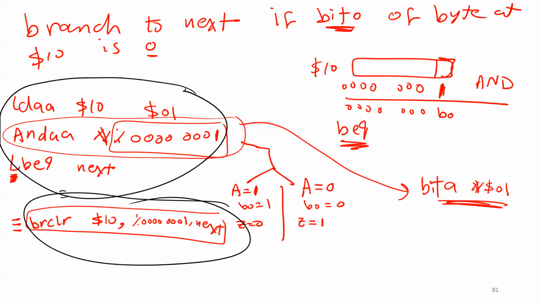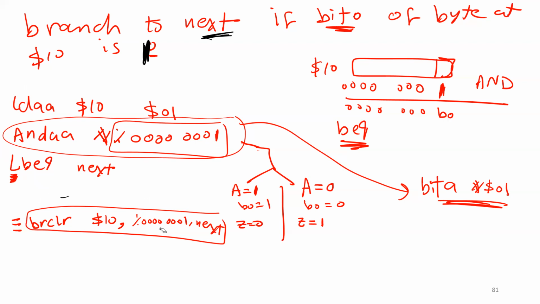Okay, guys, now let's change the problem. What I want to do right now is jump to next if this bit is 1, not 0. What would I change here? Okay, let's see. Here, instead of saying bit clear, I'm going to say bit set. That's it, I'm done. Very trivial, very easy. And here, instead of saying equal, I'm going to say if not equal. Very simple, very easy. That's it.